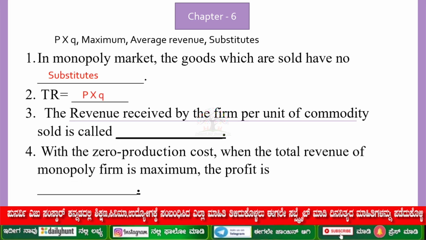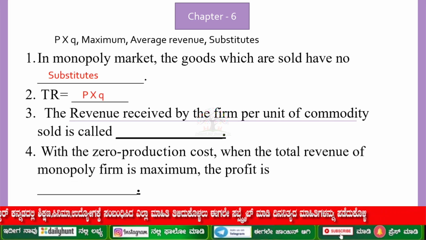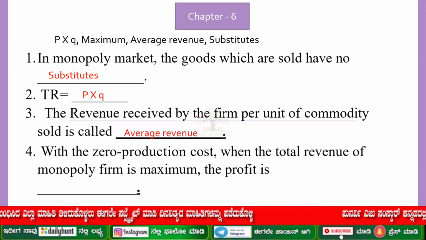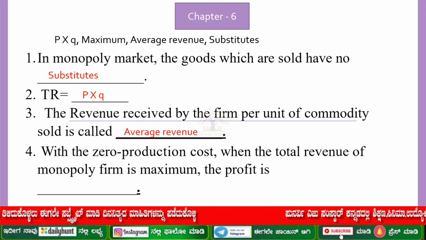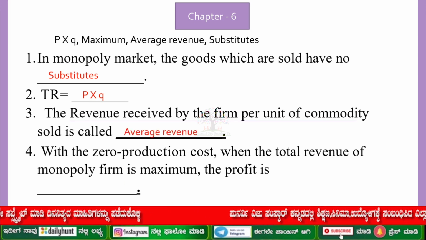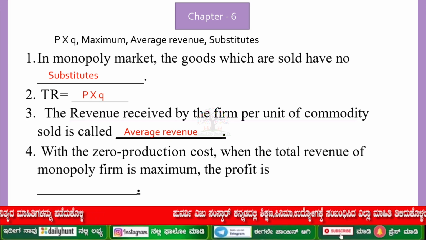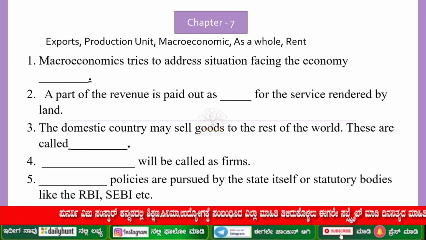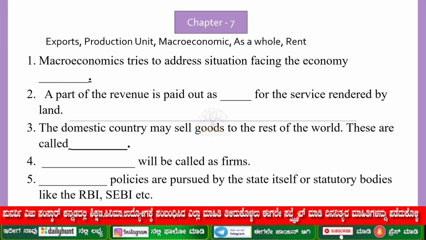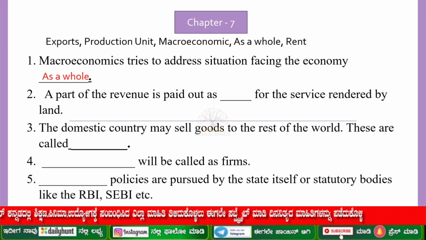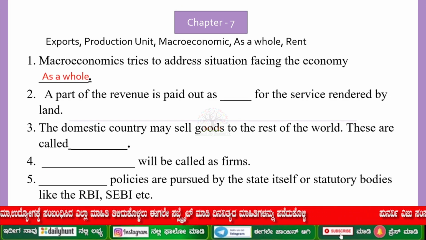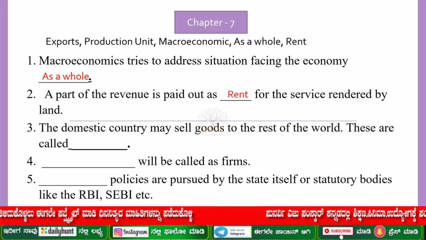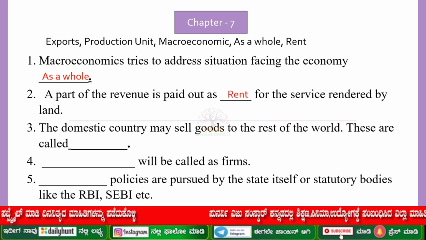TR equals P into Q. The revenue received by the firm per unit of commodity sold is called average revenue, with a zero production cost. When total revenue of monopoly firm is maximum, the profit is maximum. Macroeconomics tries to address situations facing the economy as a whole. Part of revenue is paid out as rent for the services rendered by land.